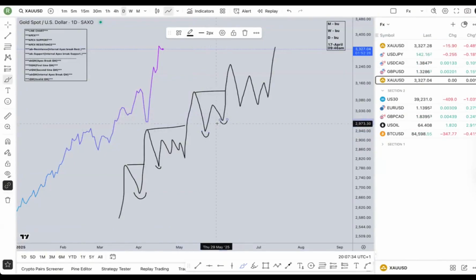This internal support is valid because this is IAE. This is the internal apex break support. Why is it internal break support? Because this support led to a breakout both on internal and external. So this support is going to hold price.